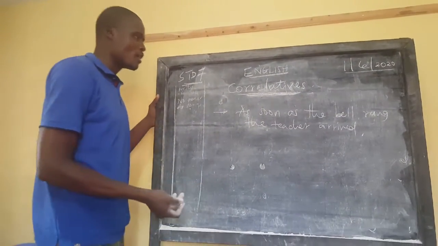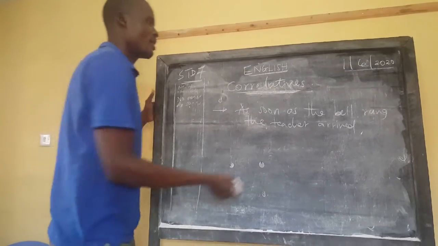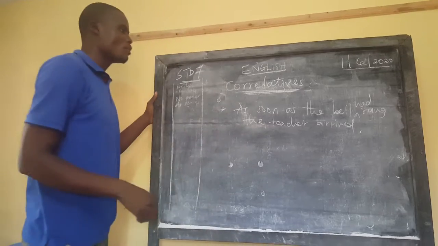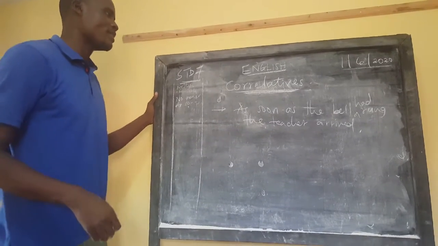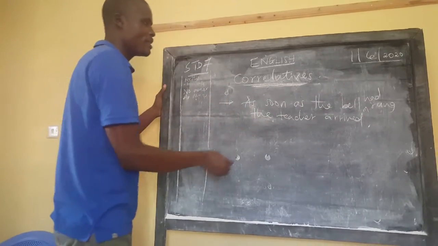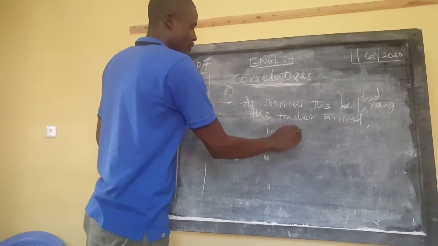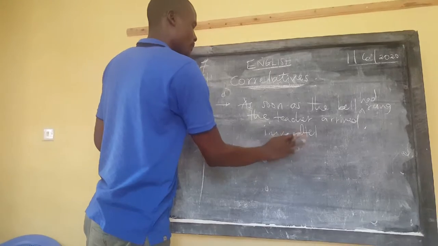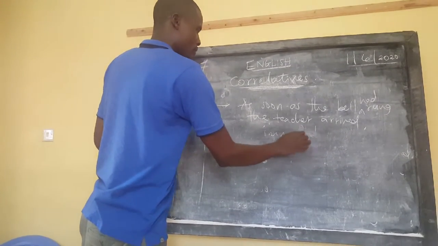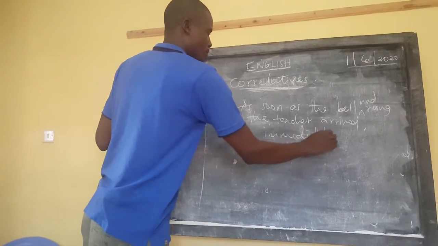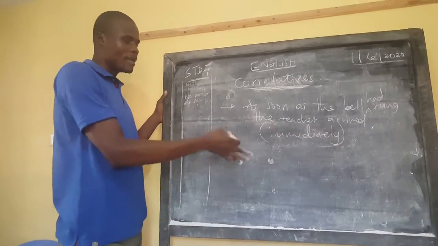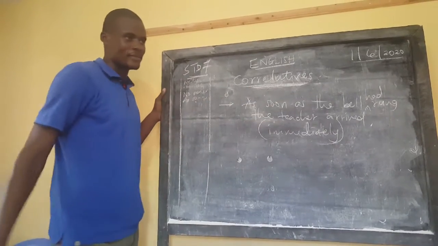As soon as the bell rang, or you can put had: as soon as the bell had rung, the teacher arrived. So as soon as the bell rang, the teacher arrived also means immediately. This can also mean immediately after: the bell rings, the teacher arrives.